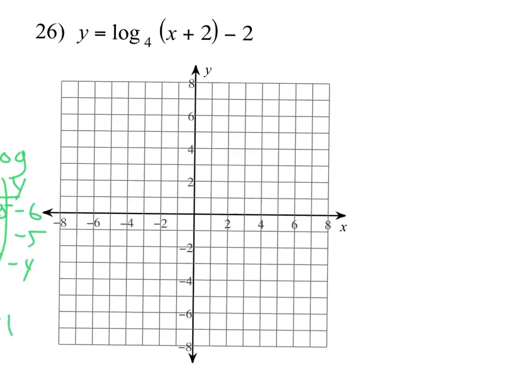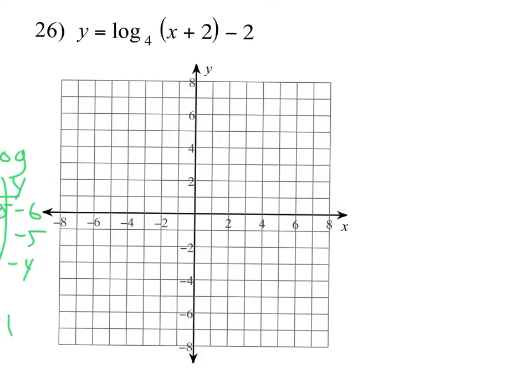Up next, we've got log base 4 of x plus 2 minus 2. I'm going to do the same thing. I'm going to convert this to exponential in order to make some sense of what's going on here. When I do that, I get y is equal to 4 to the x plus 2, and then it's going to be minus 2.